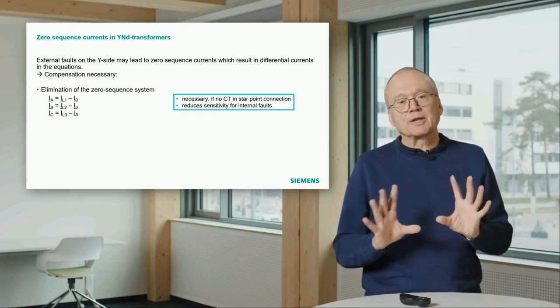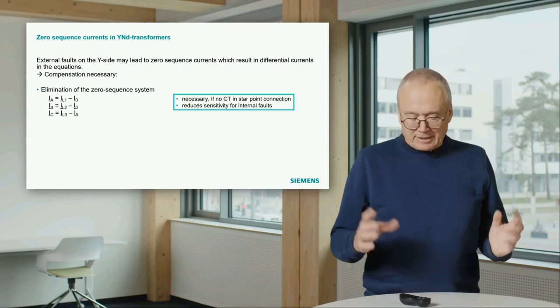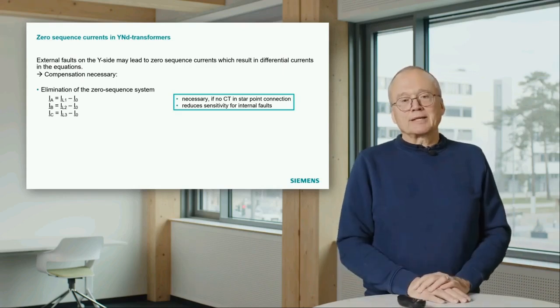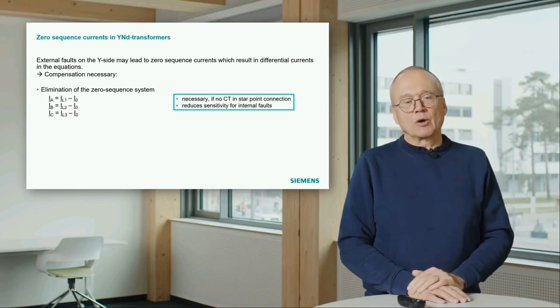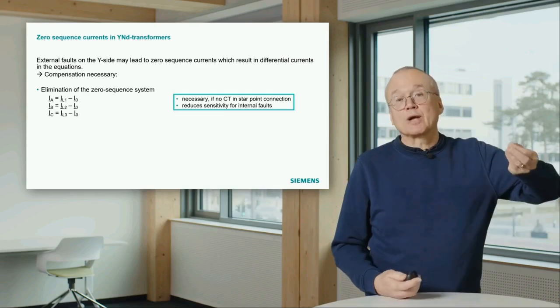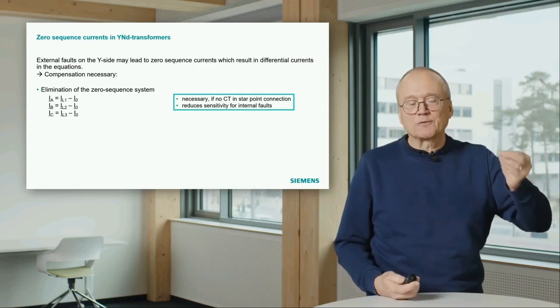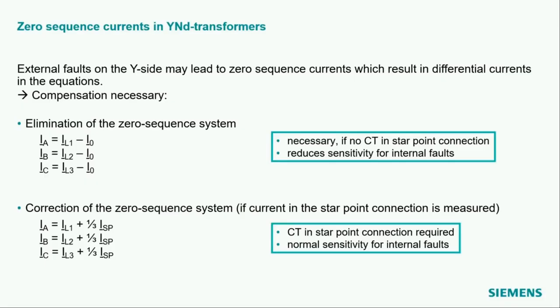That is possible. That reduces a bit the sensitivity for internal faults, but you have to do that if you are not able to measure the current in the grounded star point. If you are able to measure the current, that means you have an additional current transformer which measures the star point current, then it is possible to correct that without affecting the sensitivity.